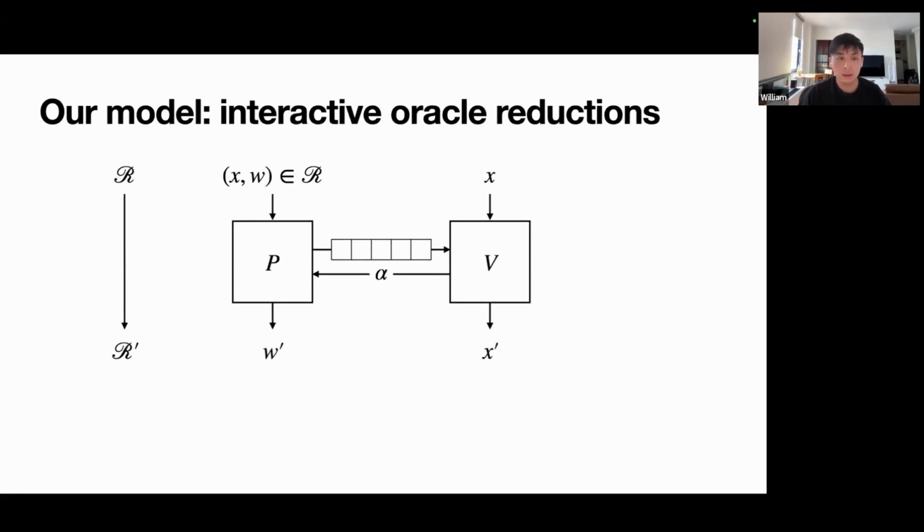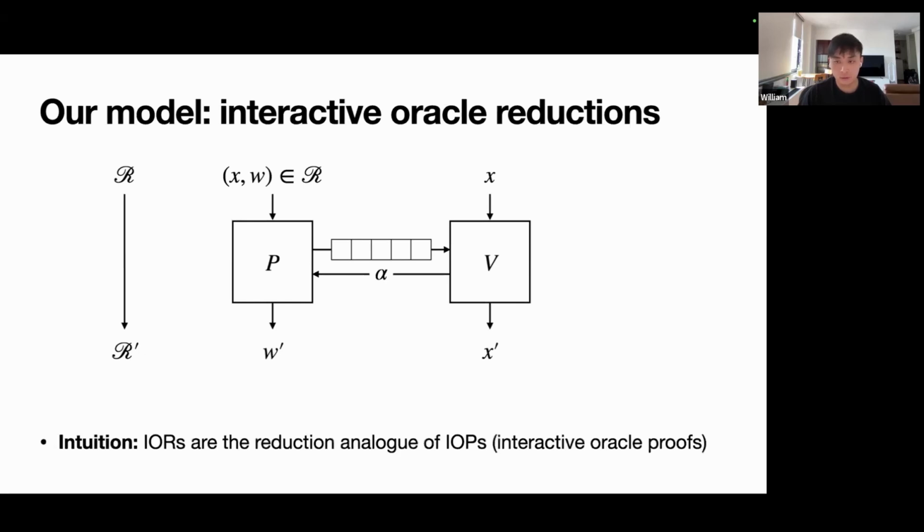oracle reductions. So intuitively, you can imagine that interactive oracle reductions are the reduction version of interactive oracle proofs, where the verifier, instead of reading the prover's message in full, now gets to query the prover's messages at very specific locations. And this allows the verifier to be succinct in the overall proof length.